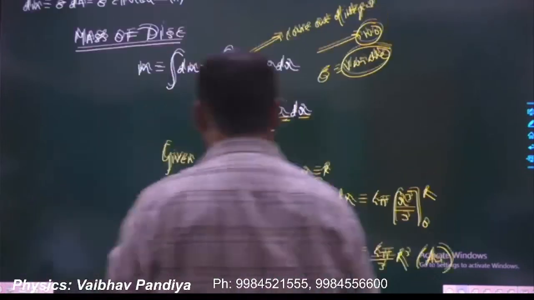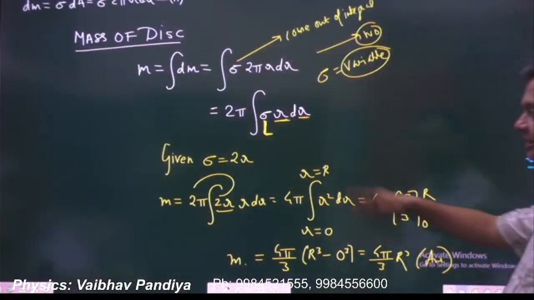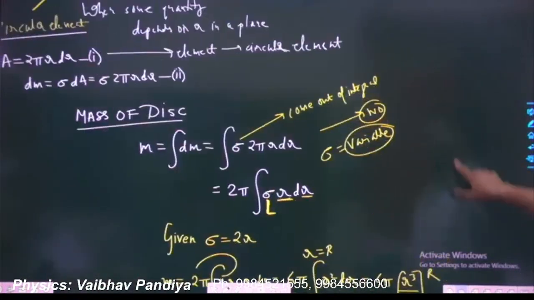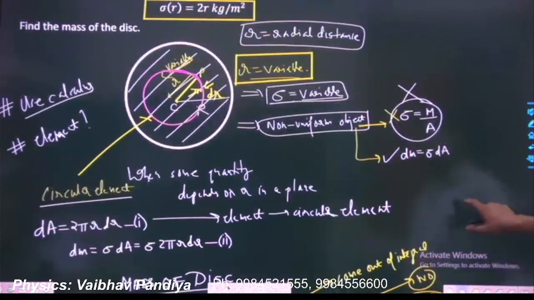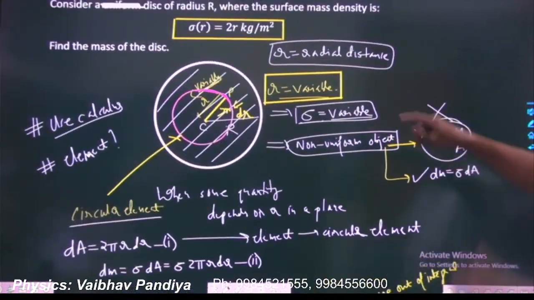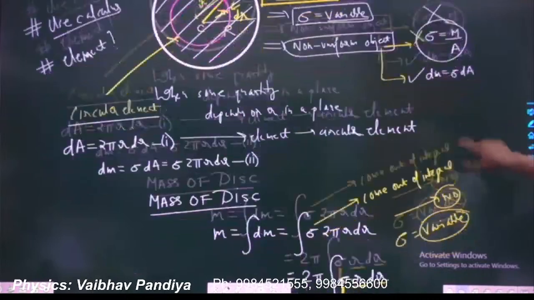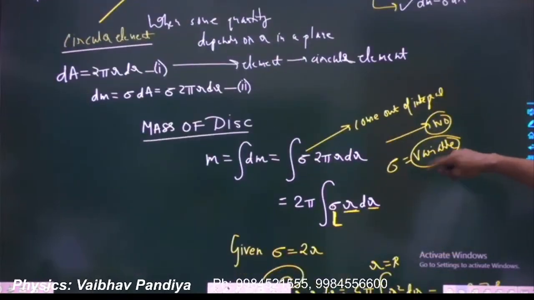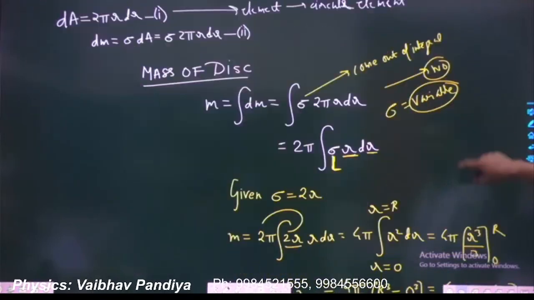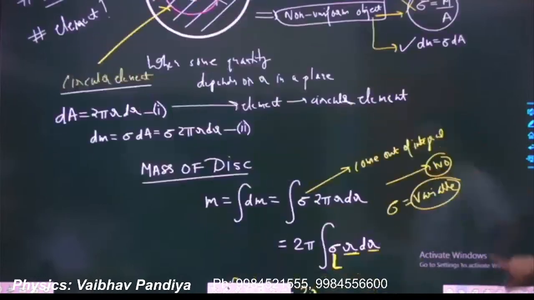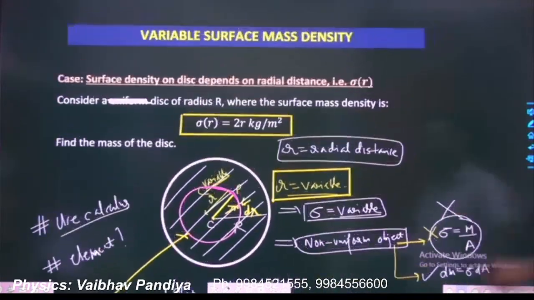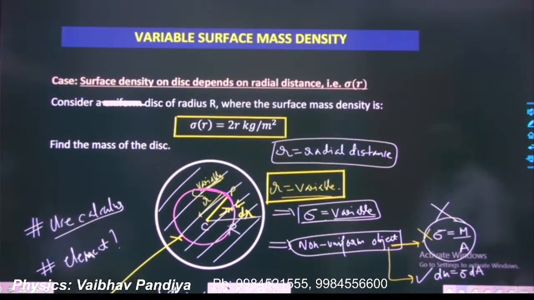So this is how we proceed with such problems when sigma is variable. When you're finding the mass, first find the mass of a particular strip, dm equals sigma dA, and then integrate, and don't bring sigma outside. Put sigma as a function of r, whatever is given. Got it? That is the first illustration for variable surface mass density.